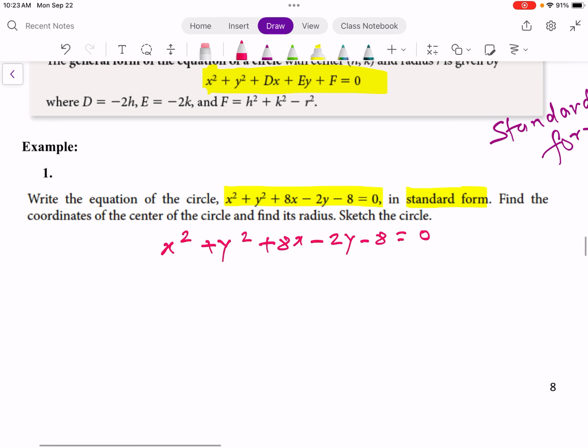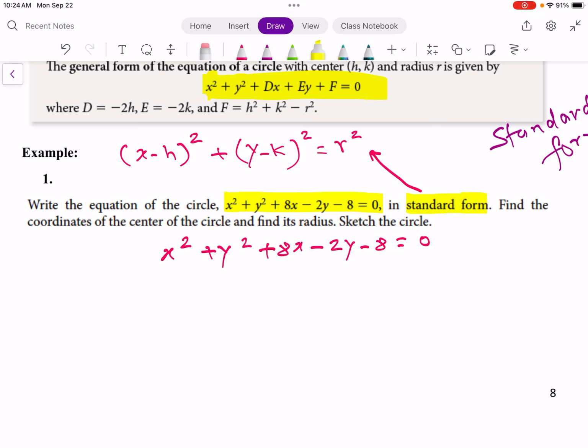Writing in standard form means we must have our equation of the circle in this form: (x minus h) squared plus (y minus k) squared equals r squared. So this is the standard form. We have this general form and we have to write it in square form, the standard form.